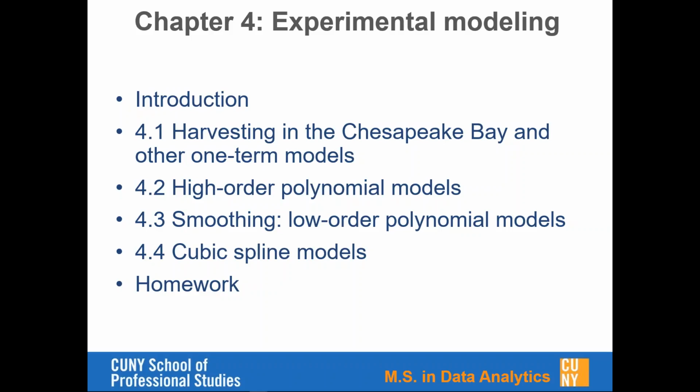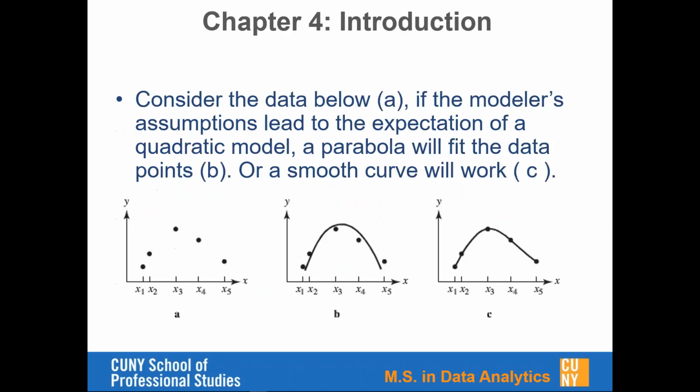So let's look at chapter 4. It's really just trying to give you some idea of how higher order polynomial or cubic spline models can fit the data itself. And as I mentioned earlier, we don't really want to choose C, but we would rather choose B in this case, because it probably has better generalization capabilities.